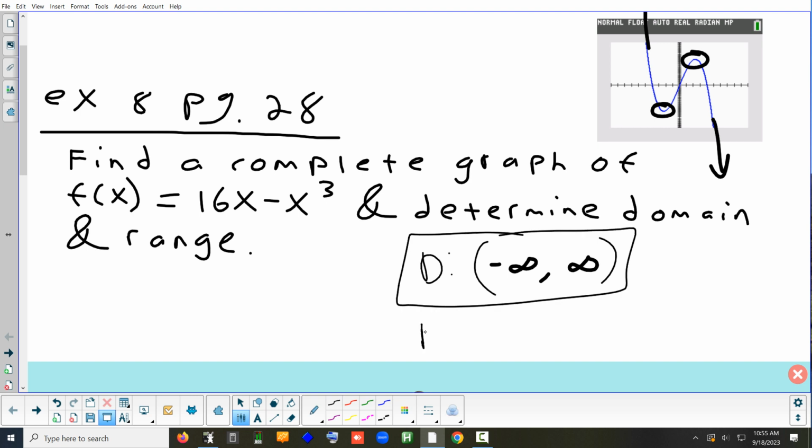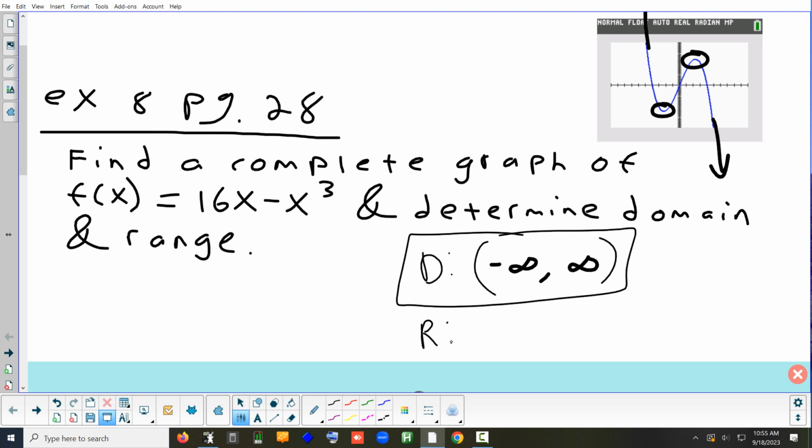Okay, now the range. Domain is how far left and right the graph goes. That's another way to think about it. It might not look like it's going left and right forever, but it is. This part here is just going to keep going slowly further and further to the right.